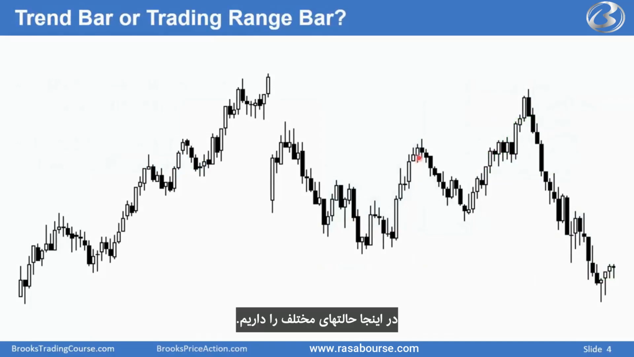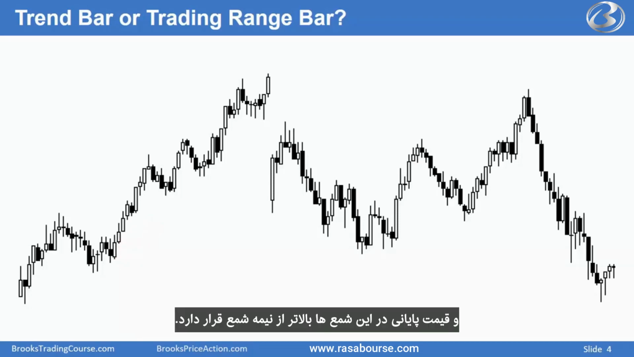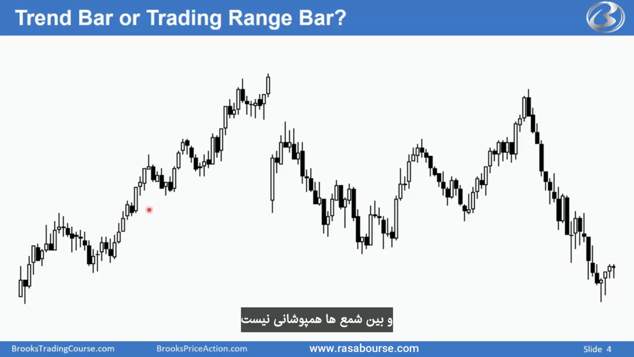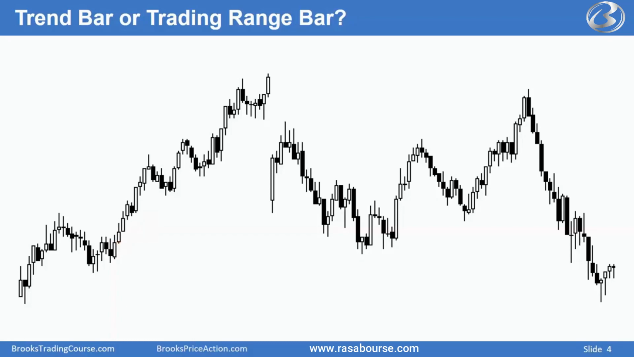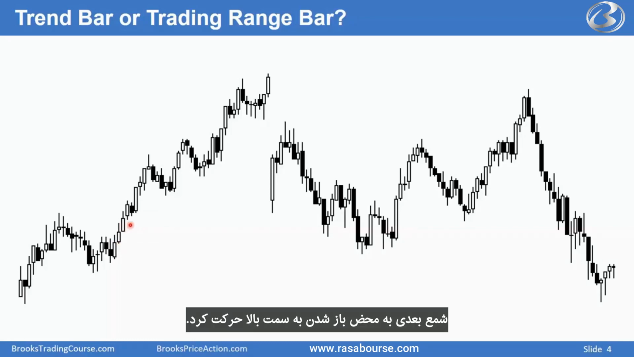We have all kinds of things going on here. Take a look down here. These bars are not especially big, but look at the bottoms of the bars. The tails are either small or non-existent, and look at the closes of the bars. They're closing above the midpoint or near the high of the bar, and then there's not much overlap from one bar to the next. As soon as the bar closes, the other bar opens, and it goes up. As soon as this bar closes, the next bar opens, it goes up. So we're beginning to trend.